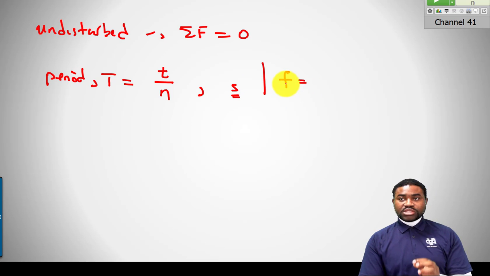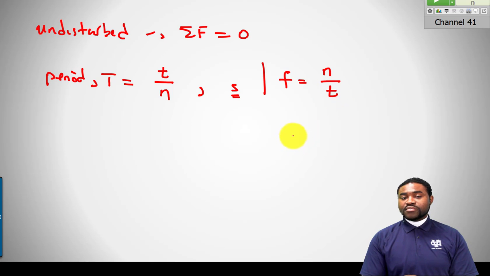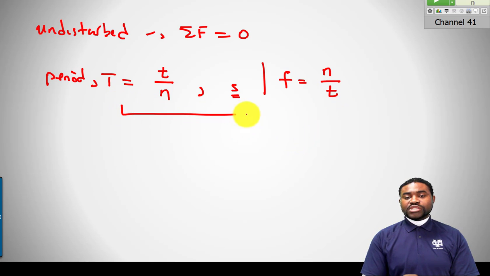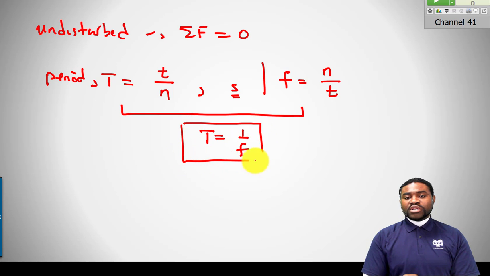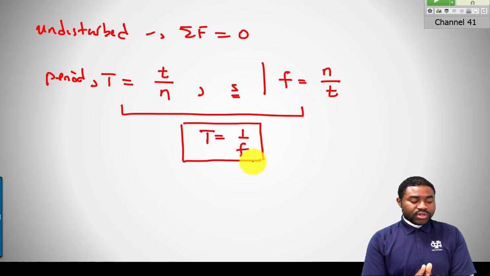Now, the frequency F is the number of oscillations made per second, which means that the frequency F is equal to the total number of oscillations divided by the total time taken. If you compare these two equations, what we can see is that T is equal to 1 over F. In other words, the period is the reciprocal of what? The frequency.